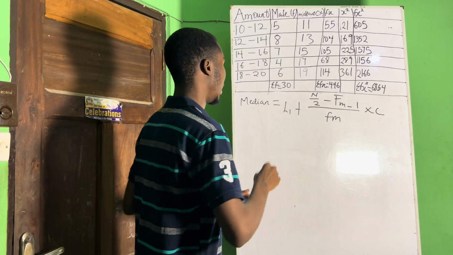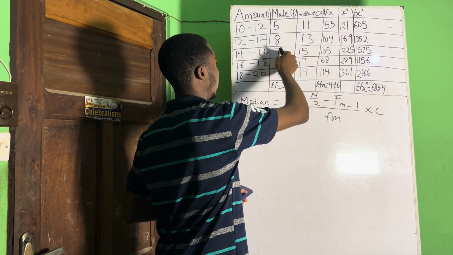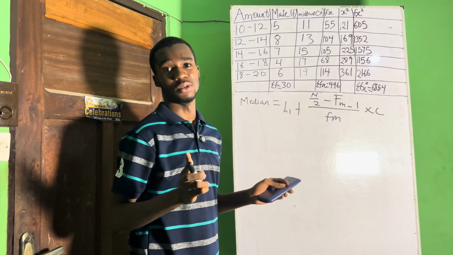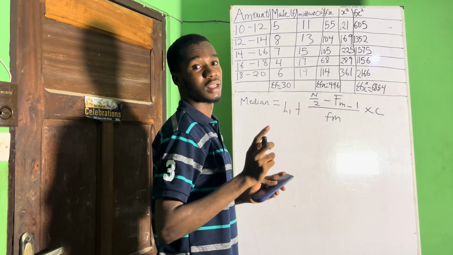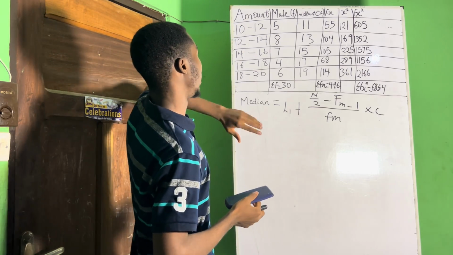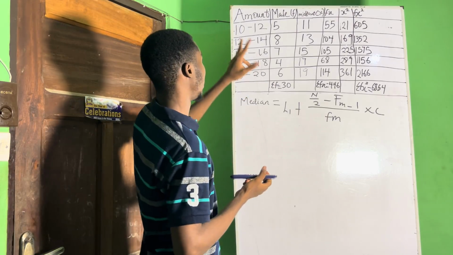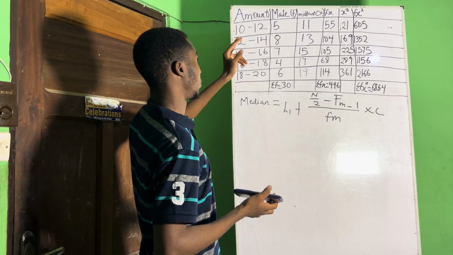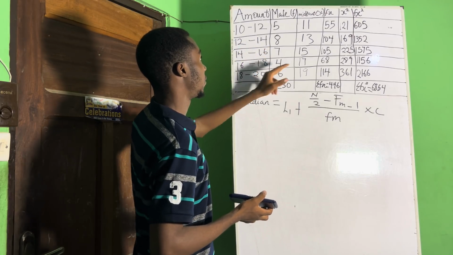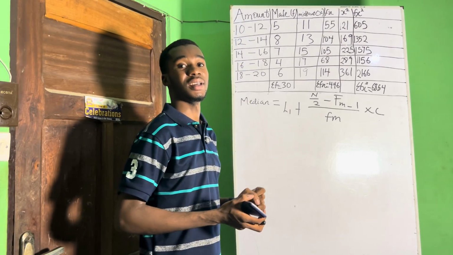So as sigma f, we got 30, when we added all this, 5 plus 8 plus 7 plus 4 plus 6, we got 30. Then you divide the 30 by 2, and you're going to get 15. Now that you know that 30 over 2 is 15, you go to the groupings and find where 15 will be. So you have 10 to 12, 15 is not here. 12 to 14, 15 is not here. 14 to 16, you can find 15 there. Even for the midpoint, you got 15. So this 14 to 16 is our median class.